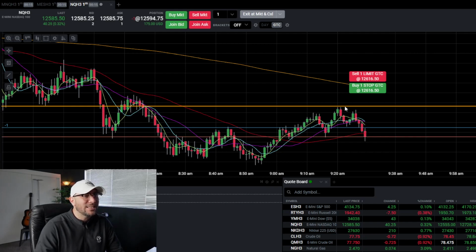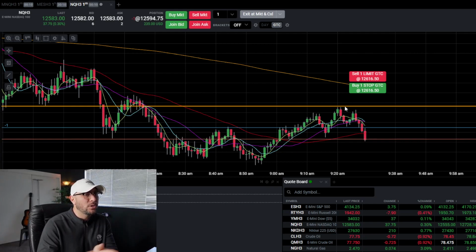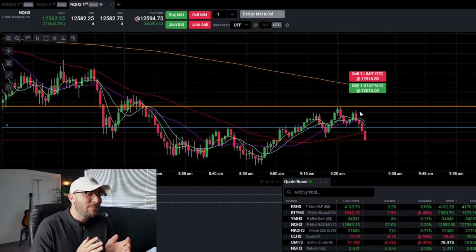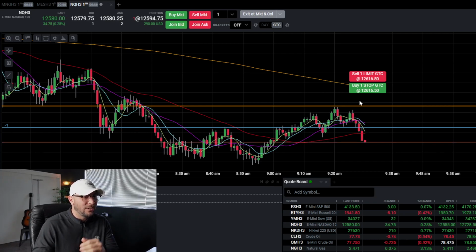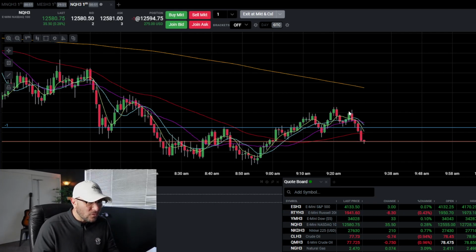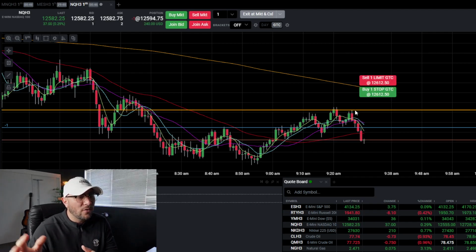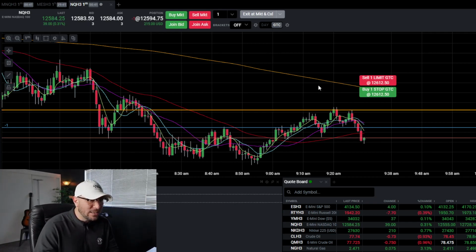So when I saw this level at around 12,615 get rejected multiple times, we came back and back tested, we bounced. What really made me go short is when we did not break that 12,615 the second time, which is right here. When we didn't break that 12,615 area and put in a new high back up towards the 200 SMA, I wanted to see us lose the supports.